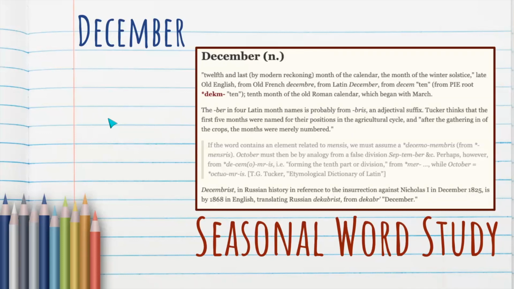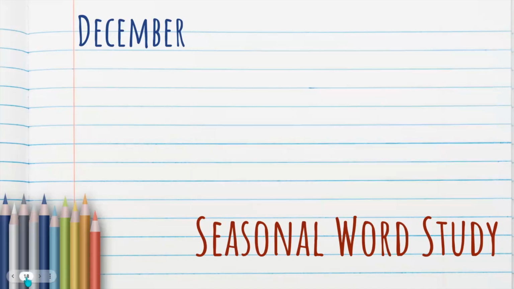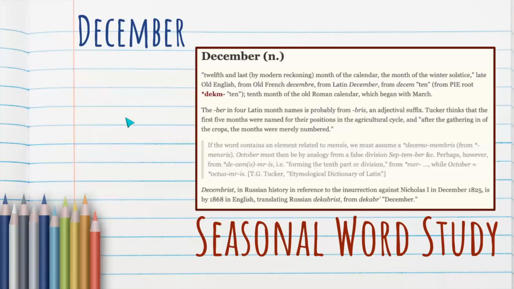So I didn't necessarily know this. Maybe you guys are walking around with this level of Jeopardy information that I just didn't have. But even though December is the 12th and last month of the calendar, month of winter solstice. So that's the definition you'll see there in the quotes. Late Old English, Old French, Décembre. Then we have Latin, December, from decem, meaning 10. And you're like, wait a second, it just said it was the 12th month? Because in the old Roman calendar, it started in March. So December was the 10th month.